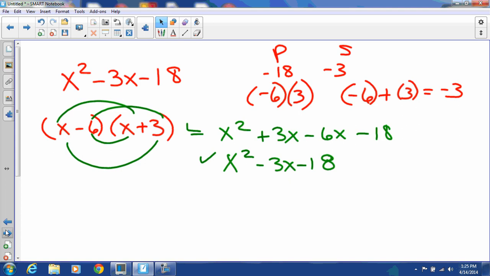Notice we do not have a coefficient in front of our x squared term, so that's something we'll be learning later on. For today, all your problems will fit into this nice category of two factors giving you a product and two numbers giving you that middle term.